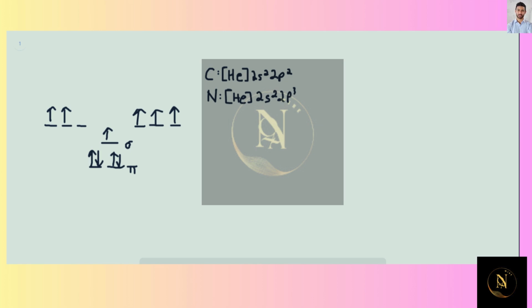Remember, paramagnetic means you have unpaired electrons. Diamagnetic means there's no unpaired electrons. So since we have unpaired electrons in our sigma orbital, then that means we are paramagnetic.